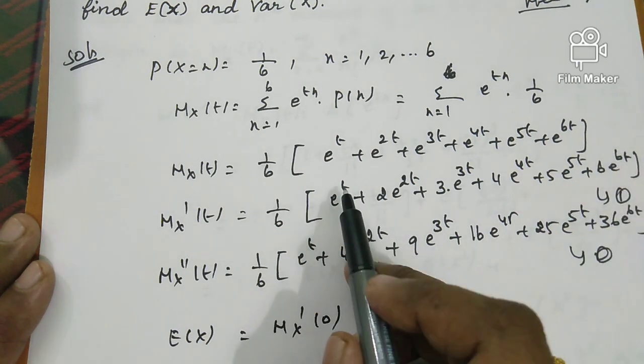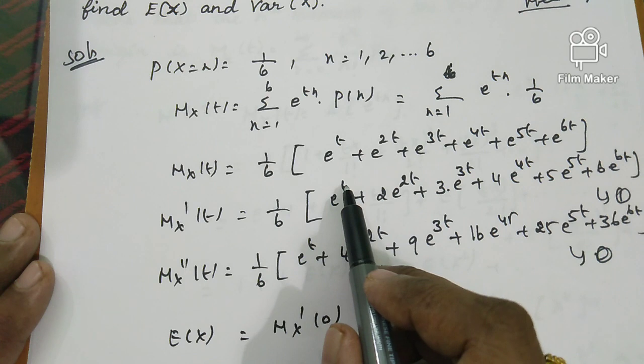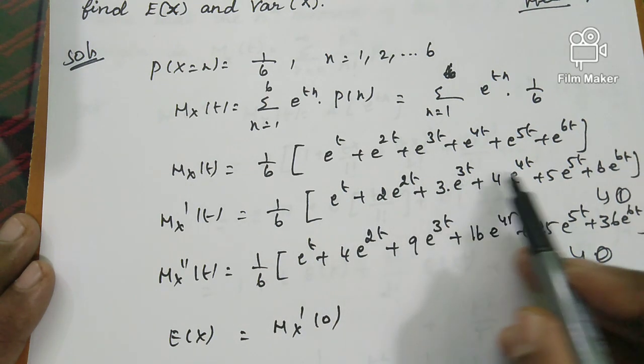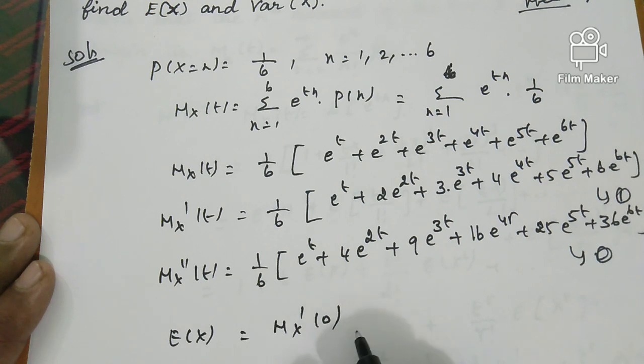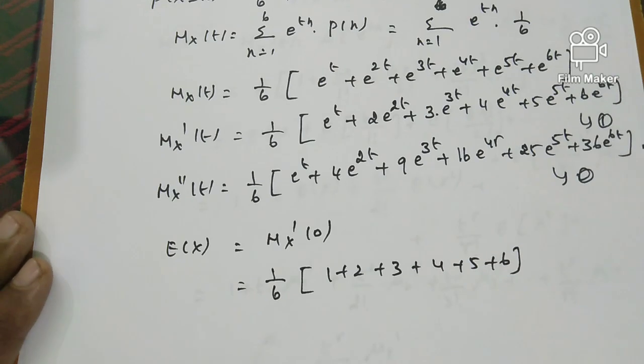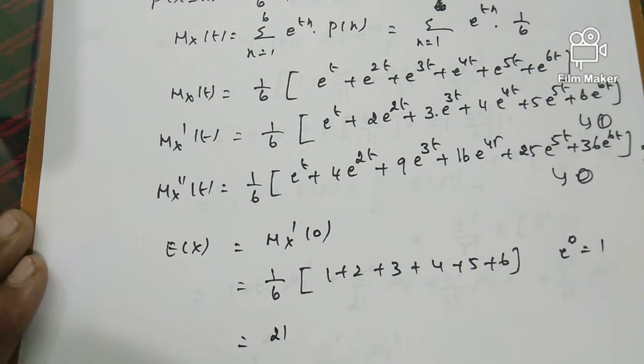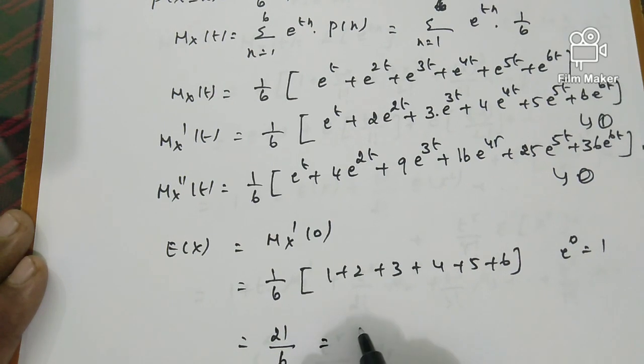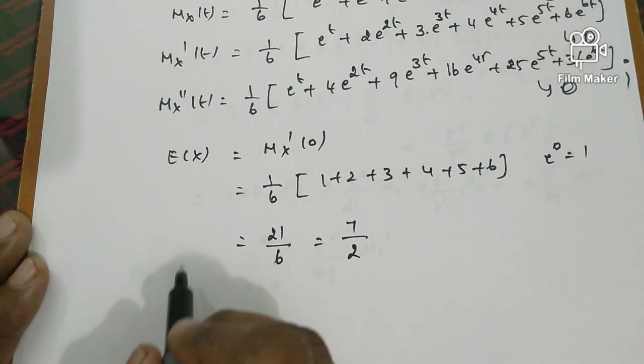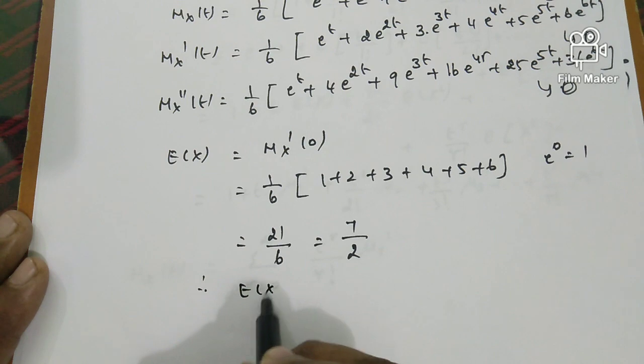So what will happen here? E power 0 value is 1, and here also e power 0, e power 0, e power 0, e power 0. So we only get 1 by 6 into (1 plus 2 plus 3 plus 4 plus 5 plus 6). Is it clear? Because e power 0 value is 1. So the answer is 21 by 6. We can cancel by 3, so we get 7 by 2. This is our mean, that is E of x. Therefore, E of x is equal to 7 by 2.